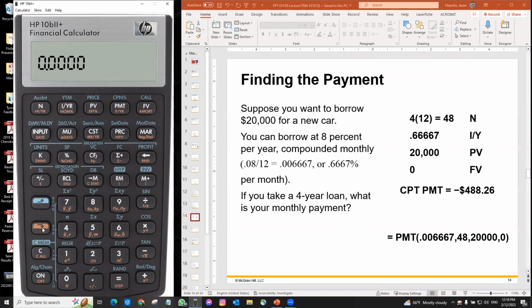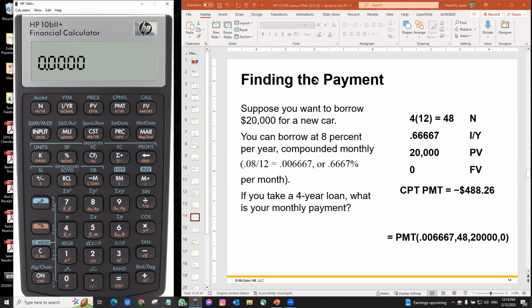So the first thing we want to do is change that setting. You don't want it at 1 per year. You want it at 12. So what you do is we punch in the 12, and we're looking for this button here, the one that says P/YR. So it's orange, meaning I'm going to hit the orange shift and click on it. So now when I do this, I get the 12 per year. So now the calculator knows that I'm dealing with monthly payments.